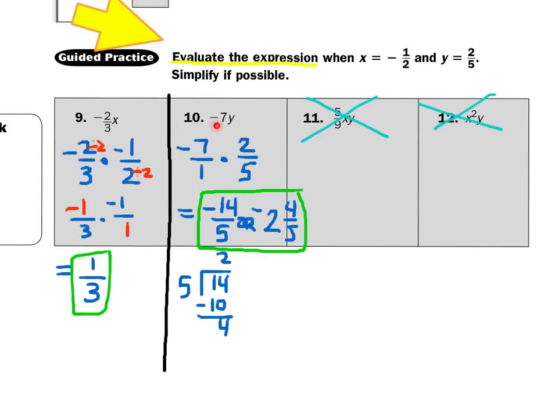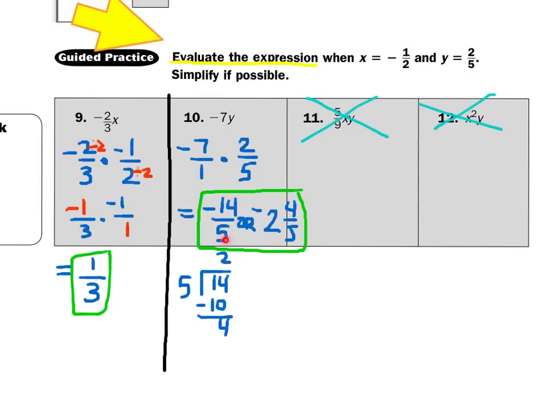Take a look at 10. Negative 7 times y. Well, I write negative 7 over 1, make it look like a fraction, times, and then for y I plugged in 2 over 5. And so now I don't see anywhere that I can cross cancel, so I just multiply straight across. Negative 7 times 2 is negative 14. 1 times 5 is 5.